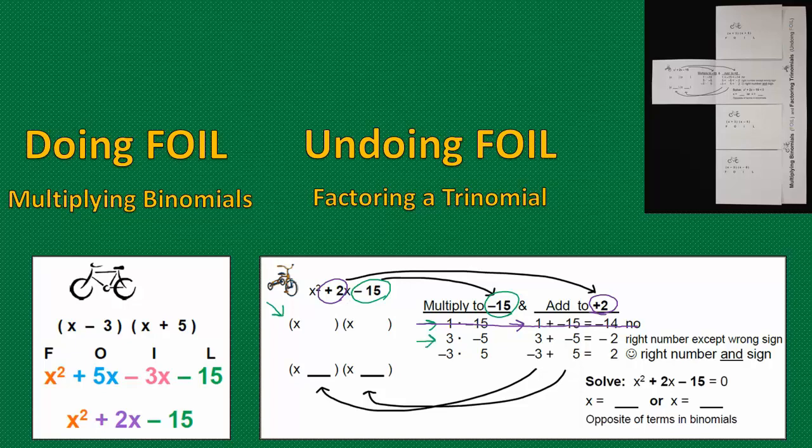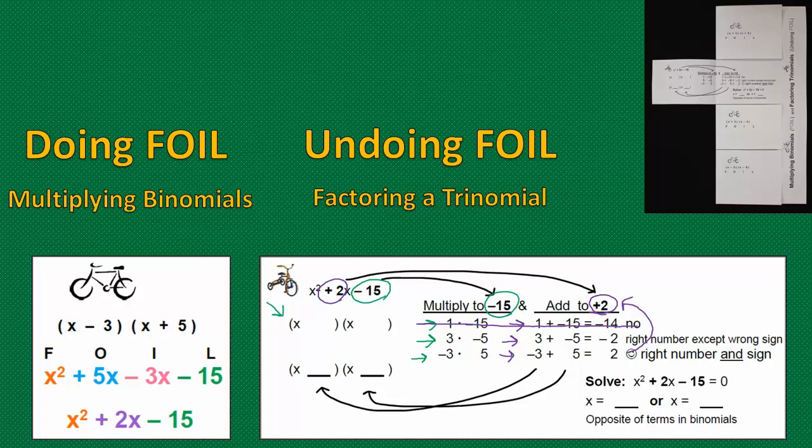We can move to 3. 3 times negative 5 is negative 15, but 3 plus negative 5 is negative 2. It's the right number, but it's the wrong sign. So we're closer, but we're not quite there yet. We can flip the signs on the 3 and the 5 and multiply negative 3 times positive 5. We'll still get negative 15, and this time when we add negative 3 plus positive 5, we'll get positive 2, which is the match that we are looking for. It's the right number and the right sign.